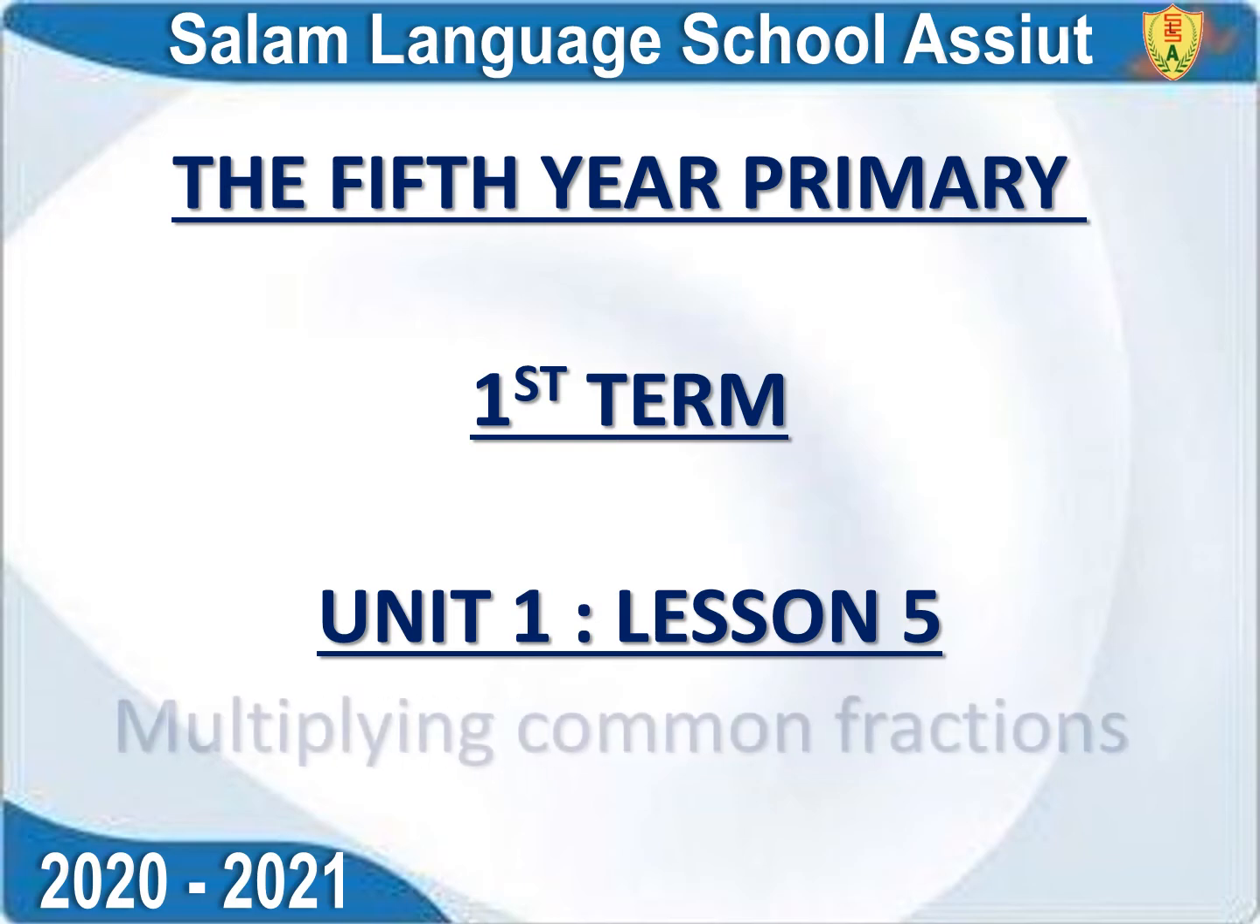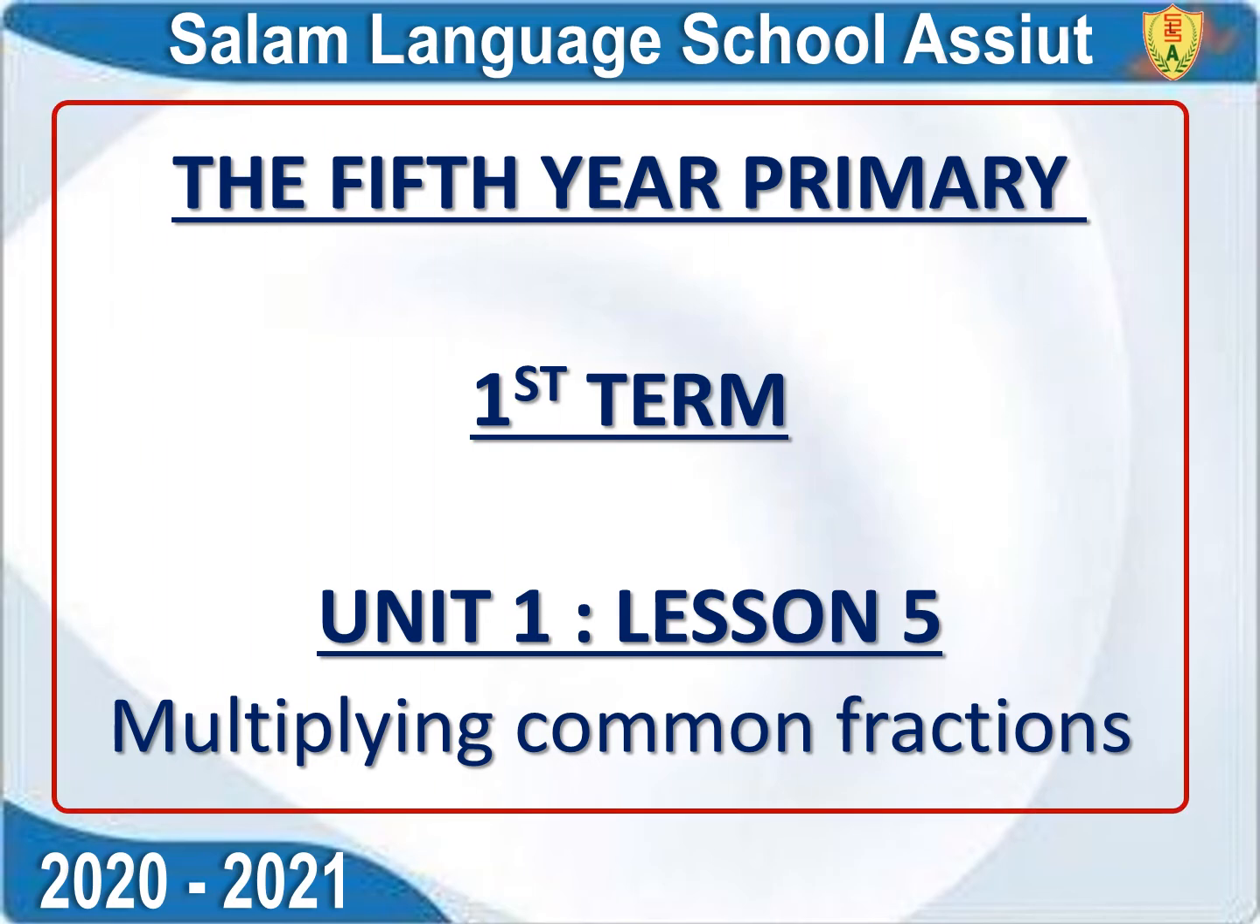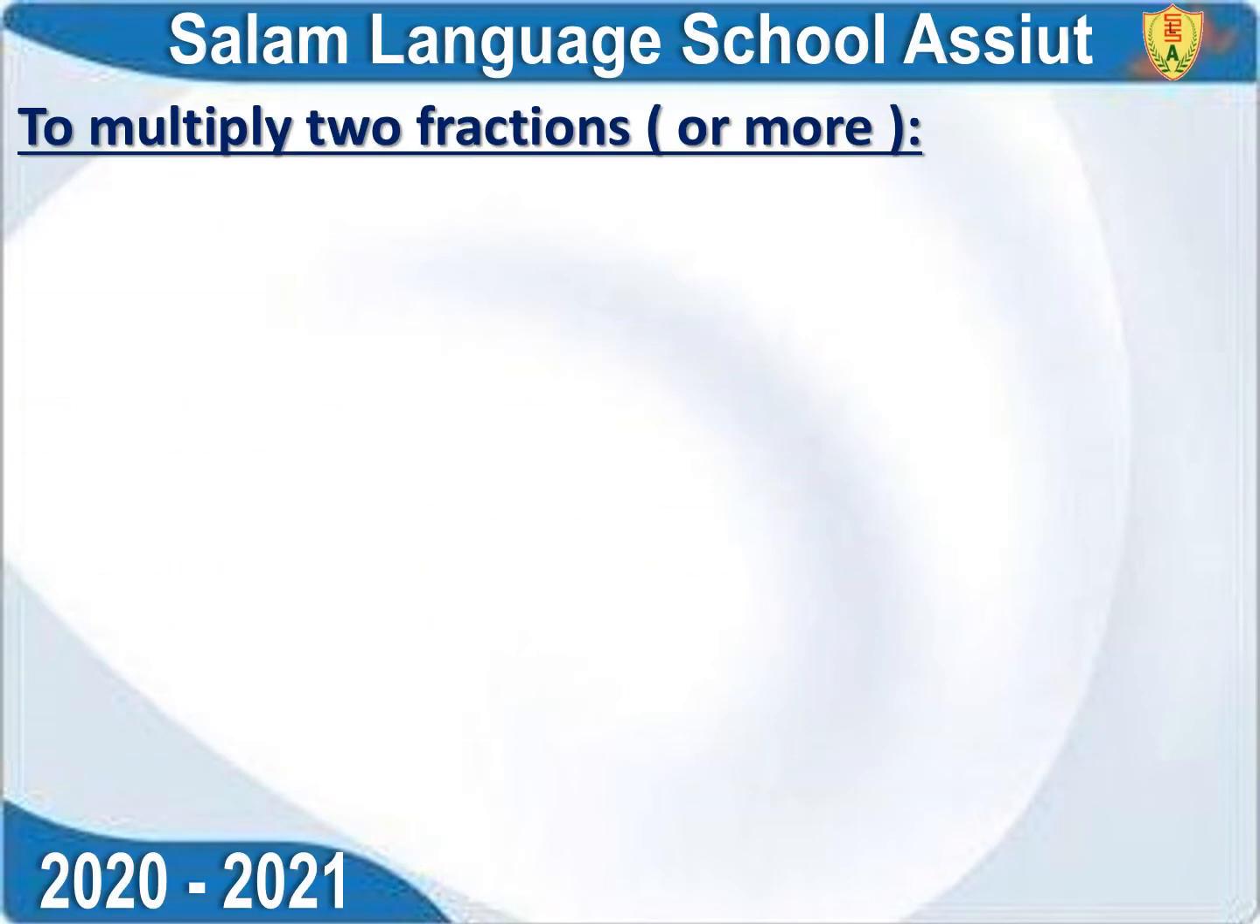Lesson 5 says: multiplying common fractions. To multiply two fractions or more, يعني الطريقة دي تنفع ل 2 أو أكتر.